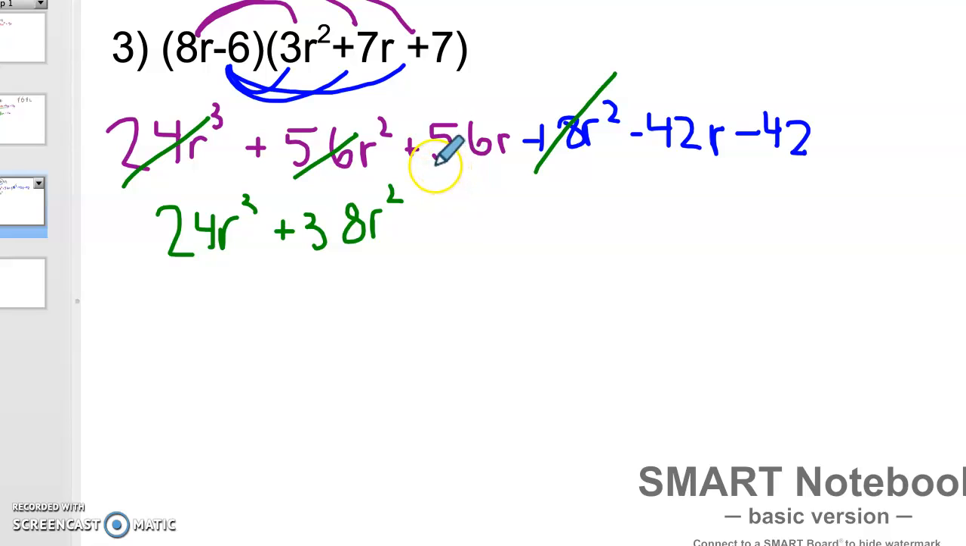Then I have positive 56r and a negative 42r. So 56r plus negative 42r is going to give us positive 14r. And then the last term is the constant negative 42, which doesn't change. And we have now written it in standard form. There should be more terms because of how many different terms we were multiplying. This is in standard form. There's no other terms to be combined, and our answer is complete.